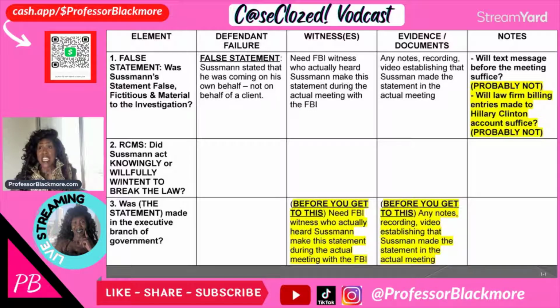So if you want to establish evidence to prove whether this was a false statement, a text message is probably not going to do it. You're going to need an FBI agent, a witness, someone who was in the room after this text message was sent saying, hey, I'm coming over, and I'm not coming over on behalf of one of my clients, I'm coming in my own capacity. So you're going to need more than that text message.